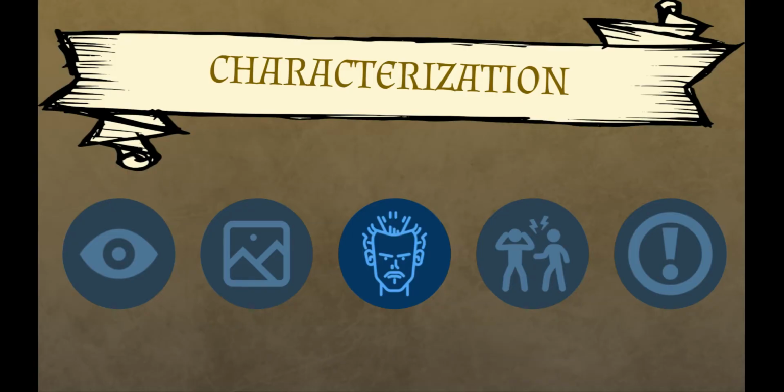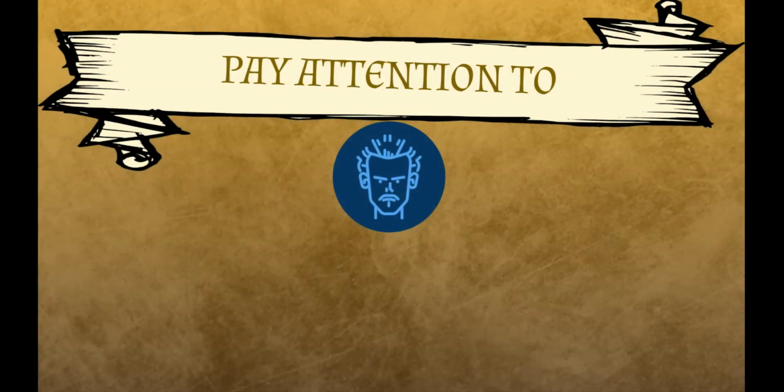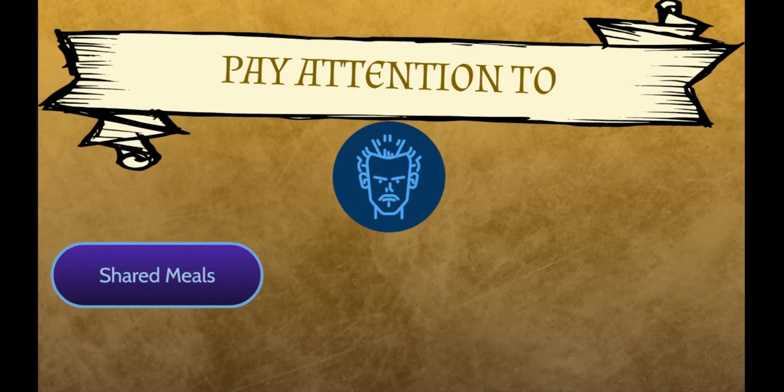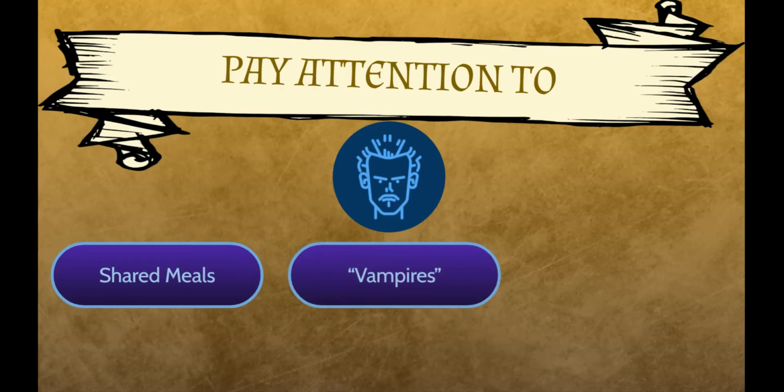Next up, we have characterization. We're looking at how characters are developing, changing, evolving over the course of the story. So when we look at characterization, some things to pay attention to: this idea of sharing meals in stories will show us any kind of relationship indicators, any kind of tension between characters, and stuff like that. We have what we call vampire characters who feed off of others and drain others. Maybe you can notice how a character is taking advantage of other characters throughout the story.